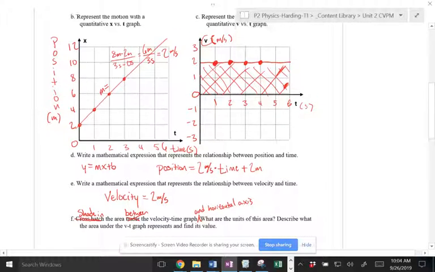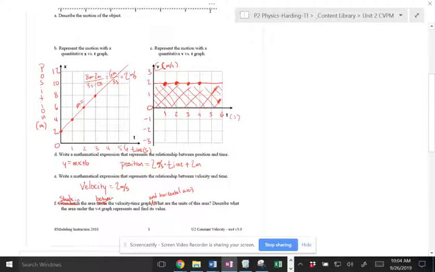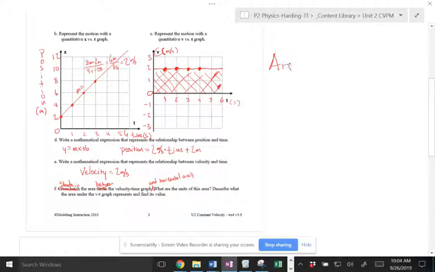All right, fair enough. So this is going to be one of the most commonly used equations this year in physics. Area equals base times height. All right, so look at what you just shaded in. And what is the base of this thing? 6 seconds or meters? Seconds. All right. What is the height of this rectangle? 2 meters per second.